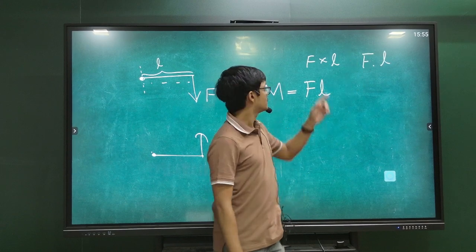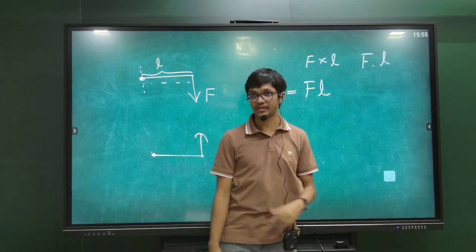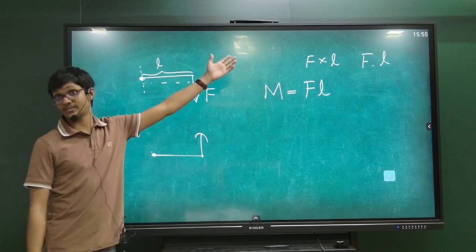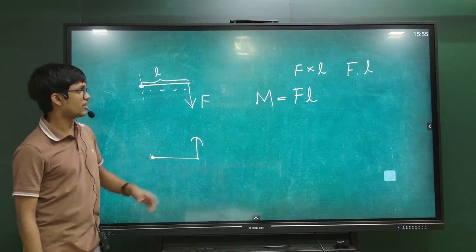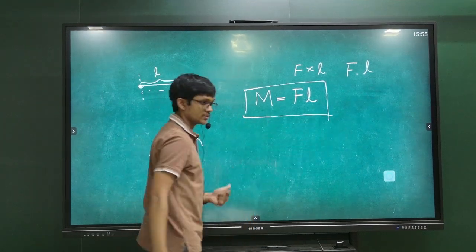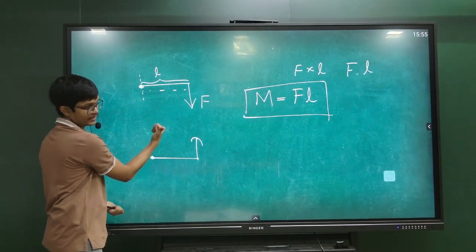In maths, this is a vector, this is not a vector, right? You know that, right? Maths people? So you have to know these things if you are doing maths. Anyways, this is how you get the magnitude of the moment. And it is a vector. How do you get the direction of the vector? Using the right hand rule.